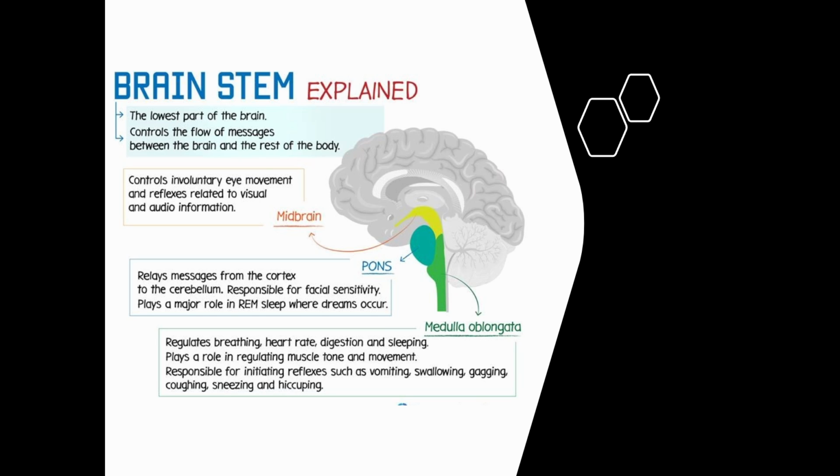And then under or inferior to the pons is the medulla oblongata that regulates things like breathing and heart rate, digestion, sleeping. It even regulates muscle tone, types of movement. It initiates reflexes related to vomiting, swallowing, gagging, coughing, sneezing, and hiccuping. A lot of automatic responses we don't think about needing to control. It is actually going to be something related to the autonomic nervous system, which does stuff automatically or subconsciously for us.